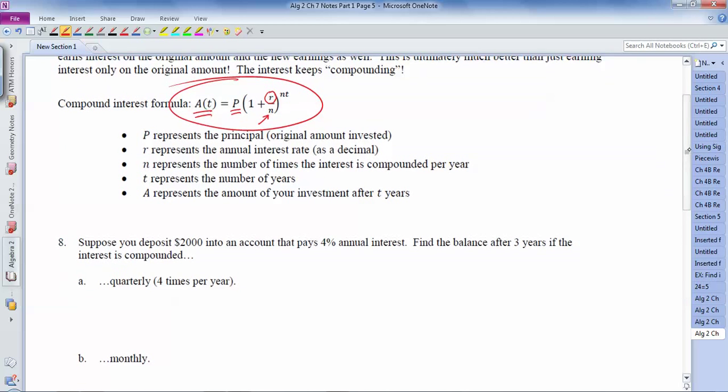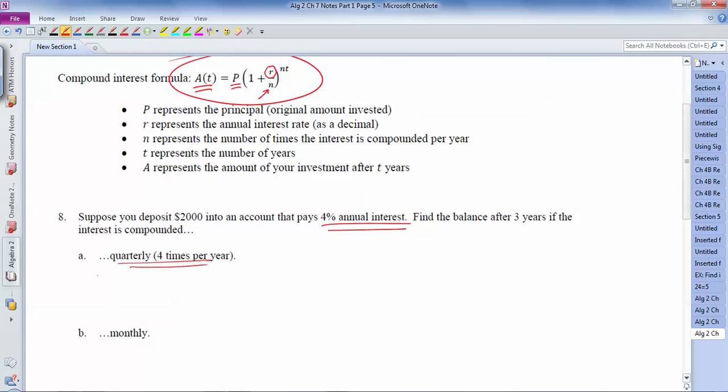So let's say you put $2,000 into the bank, and you get 4% annual interest. You're going to find the balance after 3 years, if the interest is compounded quarterly, once every 3 months, 4 times a year. So our formula, if it's compounded quarterly, means N is 4. We know that our rate is 4%, so that's 0.04. We're going to find the balance after 3 years, so eventually we'll set T equal to 3. And our initial investment was $2,000.